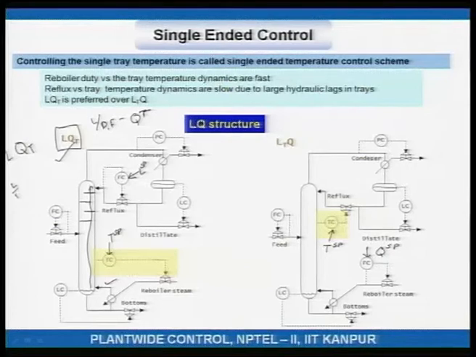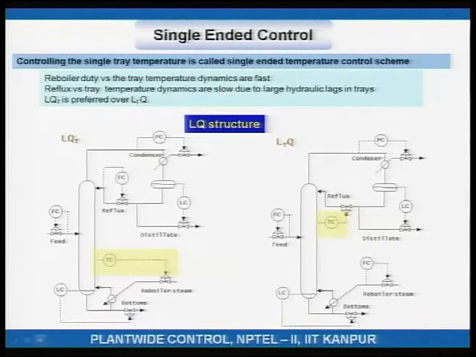right. So, therefore, the point that I wanted to make on this slide was that LQT or its variants, meaning L by D QT or L by F QT, are by far the most common control structures used in industry. Others may also be seen, but there has to be a very specific reason why you want to use others. Okay. So, it is written here, reboiler duty versus tray temperature dynamics are fast, reflux versus tray temperature dynamics are slow. Therefore, LQT is preferred over LTQ, that is usually the norm. Okay.